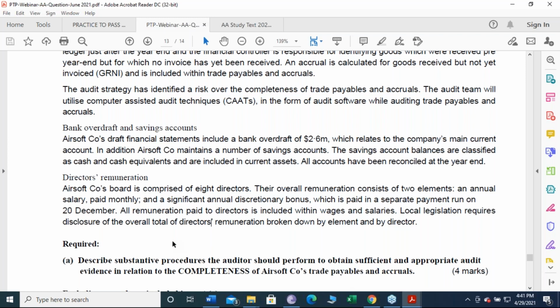Their overall remuneration consists of 2 elements: annual salary and a significant annual discretionary bonus. All remuneration paid to directors is included within the wages and salaries. So I would like to get the breakdown of these wages and salaries costs to ensure mathematical accuracy. Local legislation requires disclosure of overall totals of directors' remuneration broken down by element and by director. So at the end of the procedures, I would like to review the disclosures made regarding the directors' remuneration, and make sure that they are in line with the local laws.